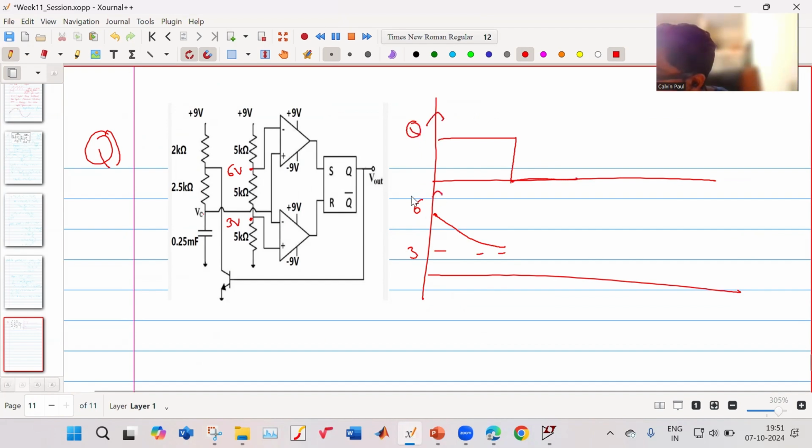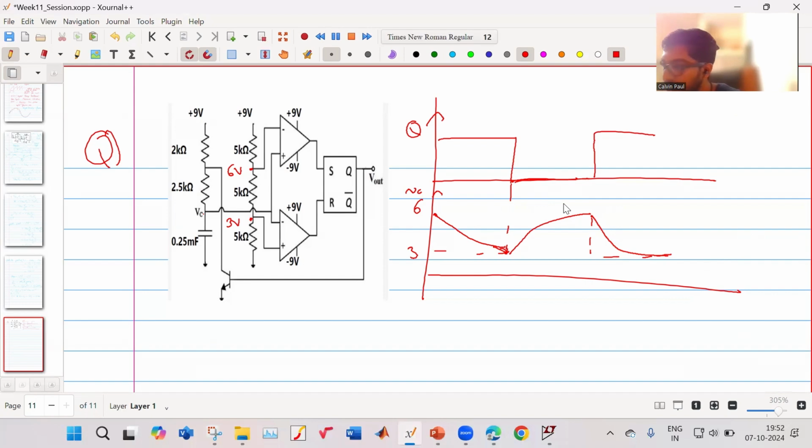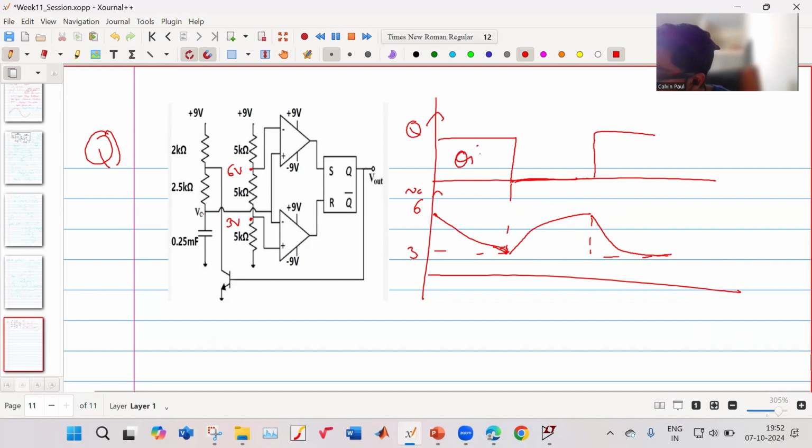This is your Q, this is your VC. When it reaches 3 volt, this will go low and then it will start charging. And when it reaches 6 volt, it will again go high and then this will start discharging. So this is how this 555 timer circuit will work. In this case, Q is on. When Q is on, what is your time constant? Tau on is equal to this.